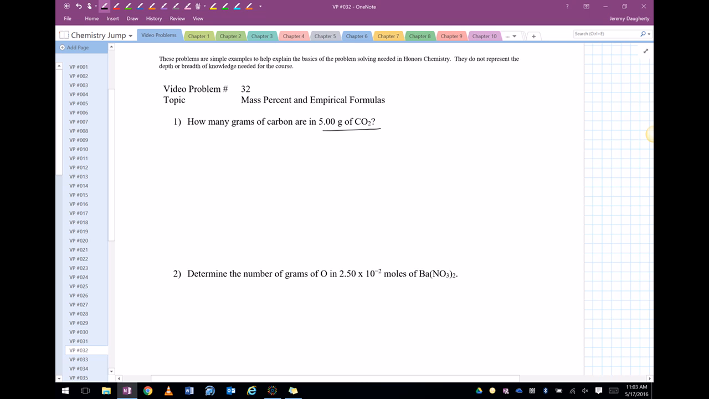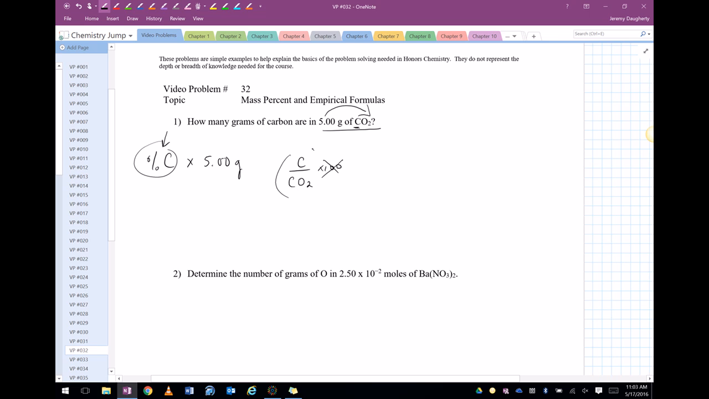So what we want to do is take the percent composition, or in this case the percent of carbon that's in CO2, and multiply it by 5.00 grams. Because you have 5 grams of this whole compound, and we know that carbon only makes up a certain percentage of that compound. So we're going to take the mass of carbon over the molar mass of carbon dioxide. Now, technically, the percentage would be times 100, but we don't want the percentage, we want the fraction, so we don't necessarily have to multiply by 100 in this case.